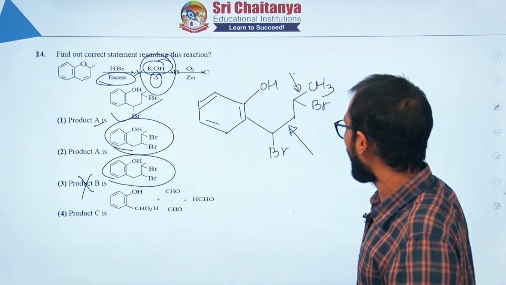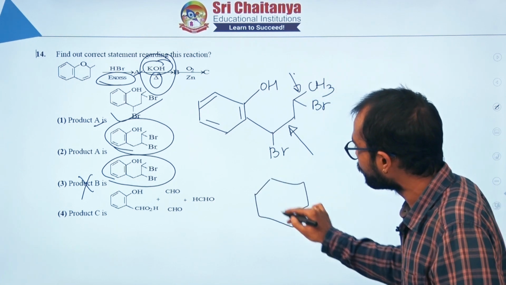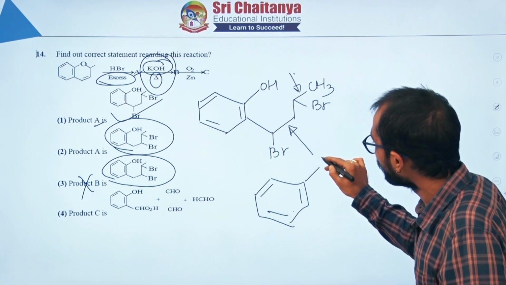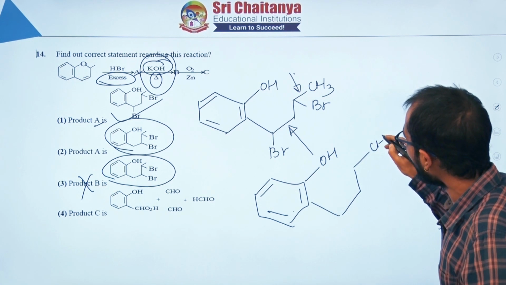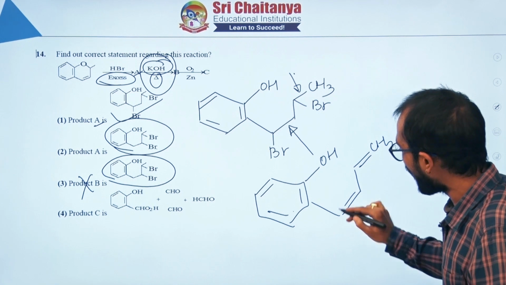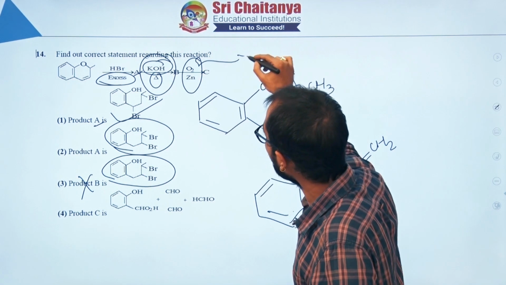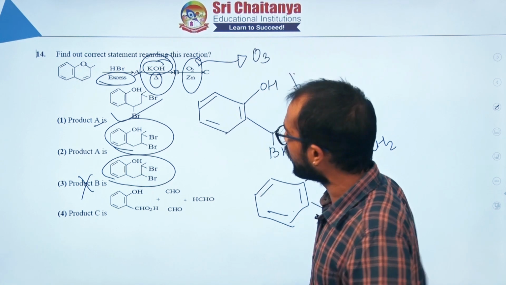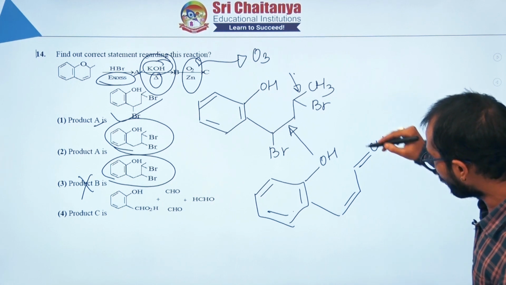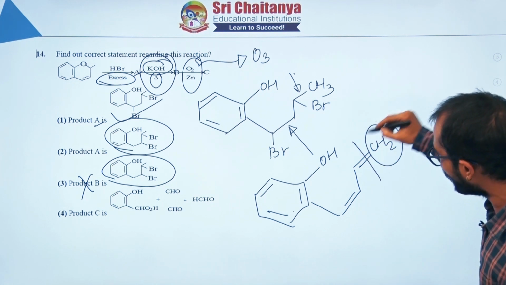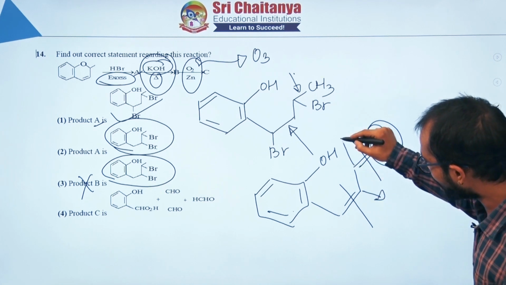And C, what is going to happen? If I am going to get pi bonds here, that means this will be my B. If I get a pi bond here and a pi bond here, this is actually ozonolysis, this is O3. Now, if you do ozonolysis here, you are going to get formaldehyde from this particular carbon as well as an aldehyde here and an aldehyde here.